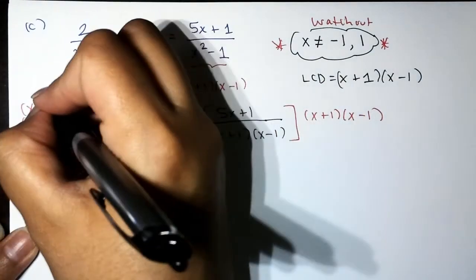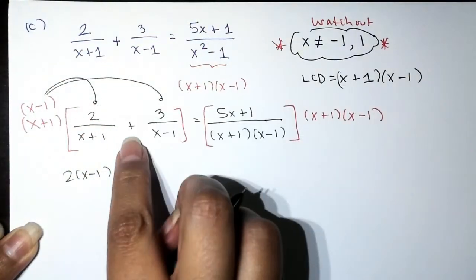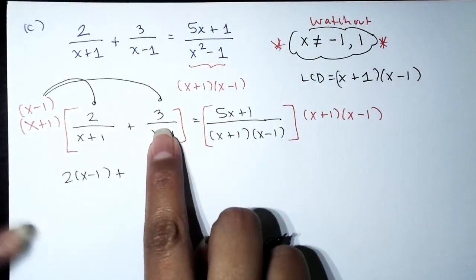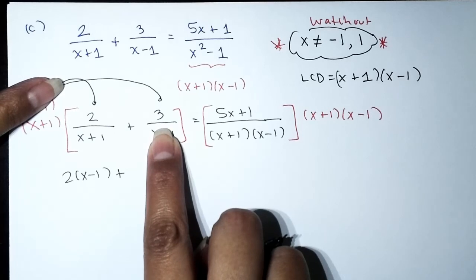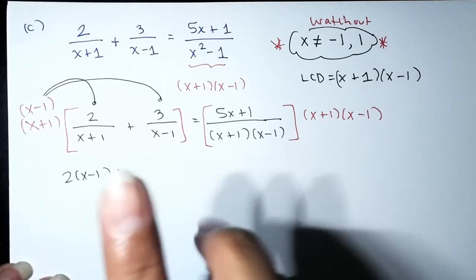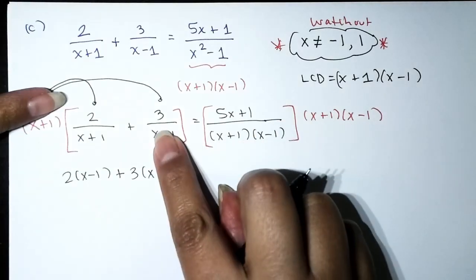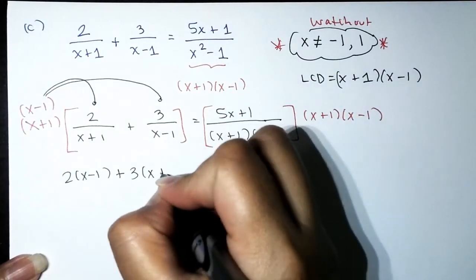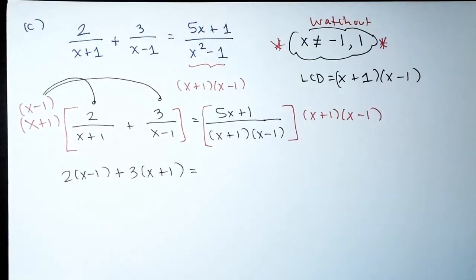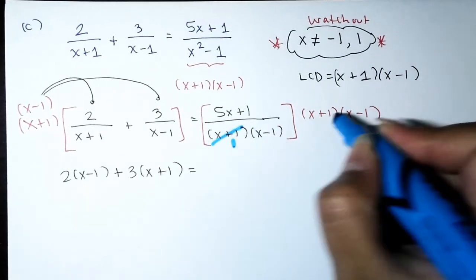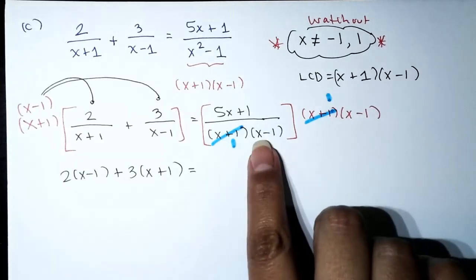LCD times the next rational expression. Let's go ahead and bring down the operation. The x minus 1 has to cancel, and that will leave us with x plus 1 times 3, or 3 times x plus 1. On the right side, there is no distribution, so you can use your cross-canceling notation if desired. The x plus 1 has to cancel. The x minus 1 has to cancel.